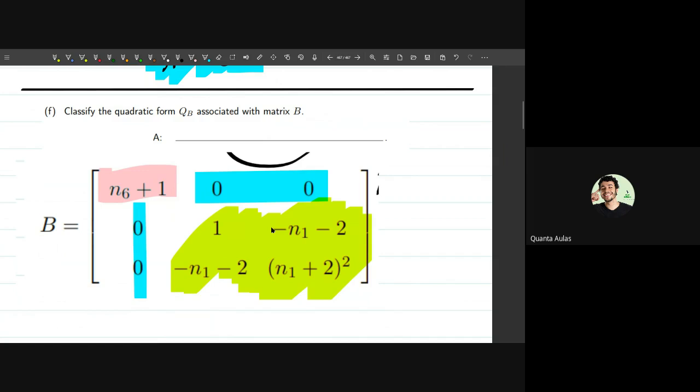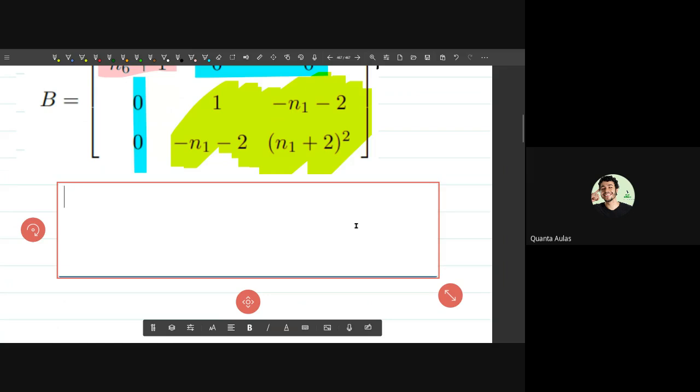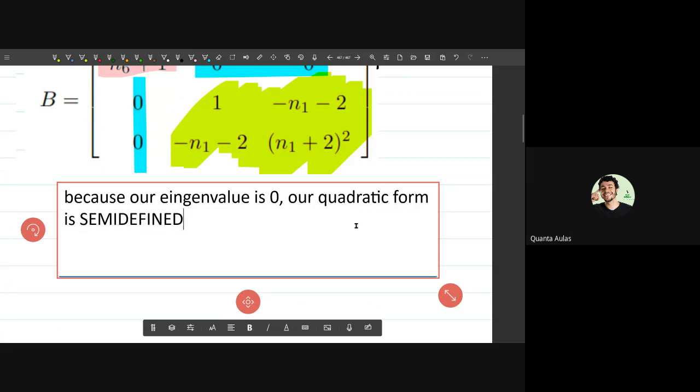The definition is the quadratic form associated is not defined either positive or negative. Because our eigenvalue is 0, our quadratic form is semi-defined positive. Okay?